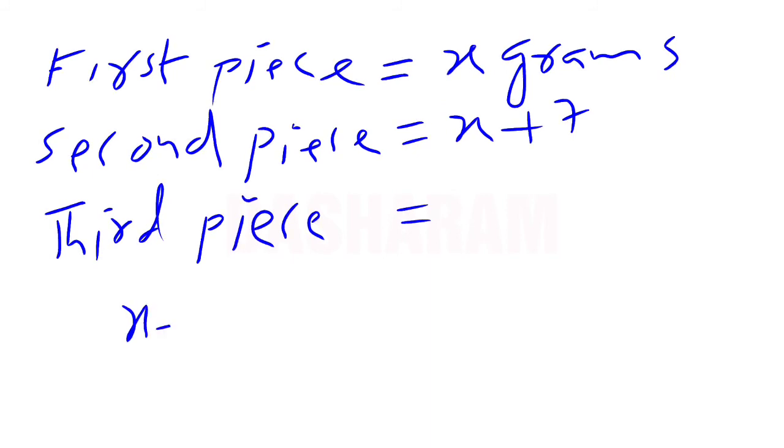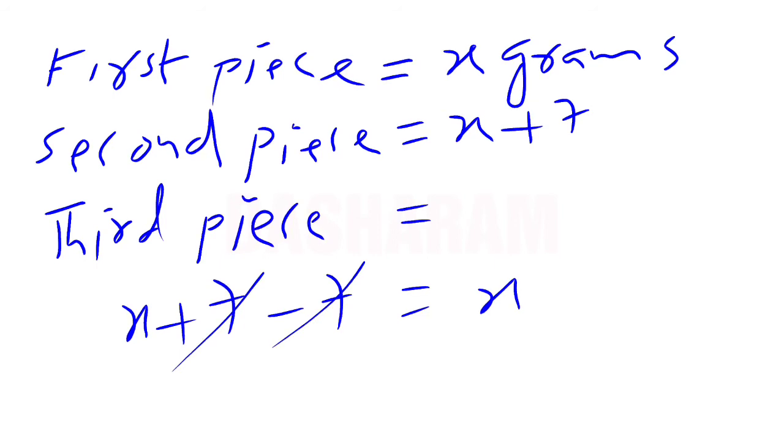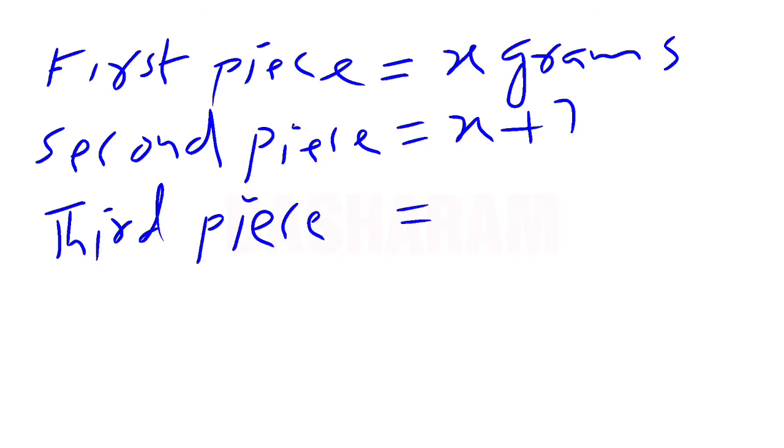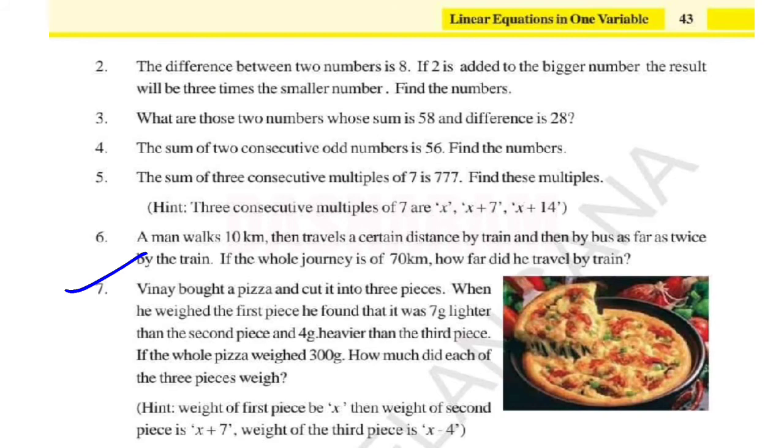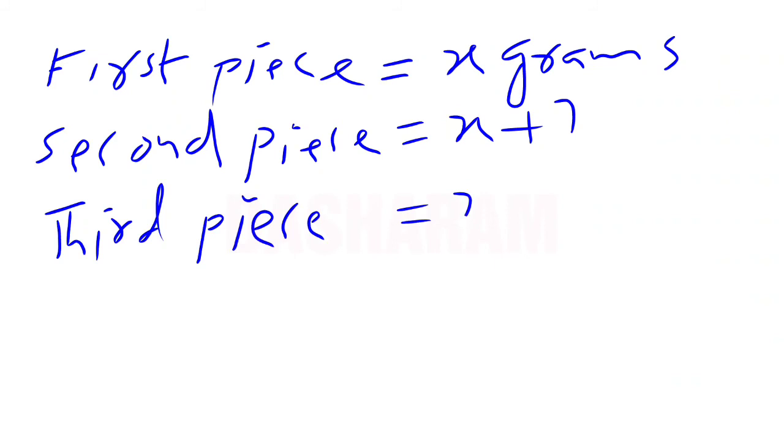See here, the second piece is x plus 7. From this, if you remove the 7 grams because it is lighter, the 7 cancels, then it equals x, so automatically you get the first piece. So that is why the second piece is x plus 7 grams. Next, the third piece is also related to the first piece. The first piece is 4 grams heavier than the third piece, which means we should take x minus 4, not x plus 4, because at the beginning we took the first piece as x grams. So that is why we are taking x minus 4.